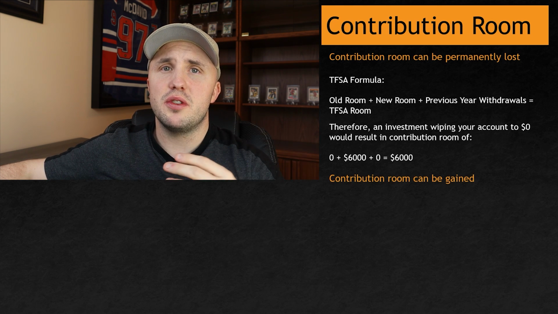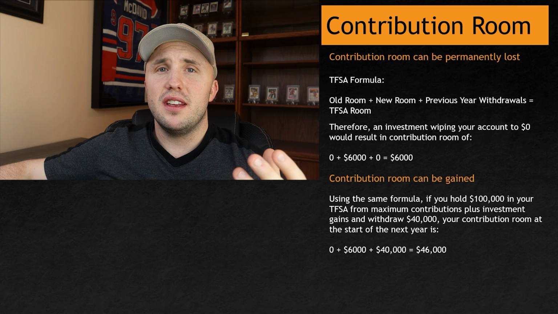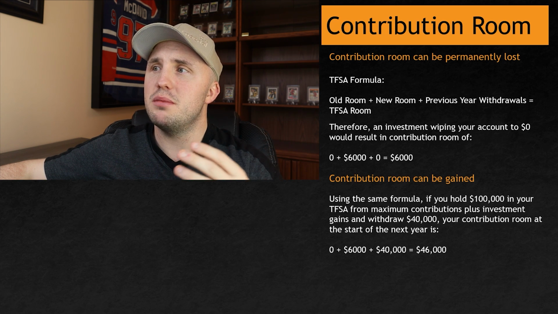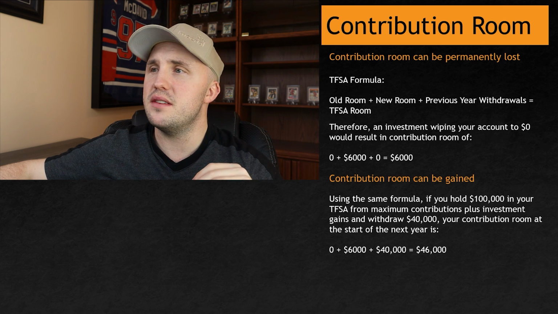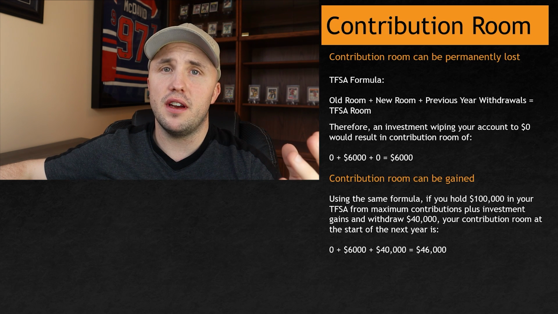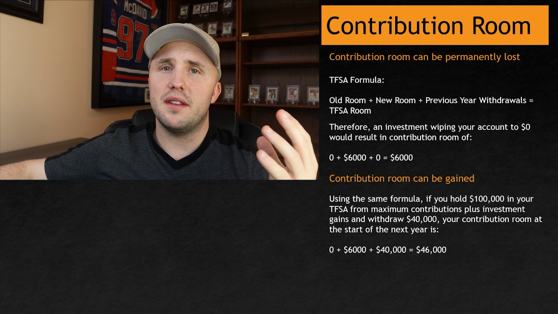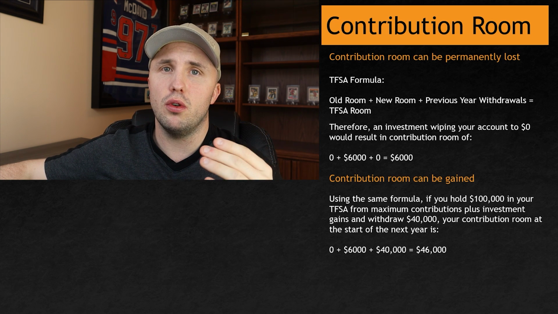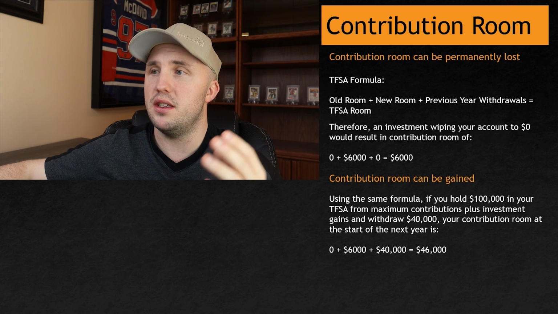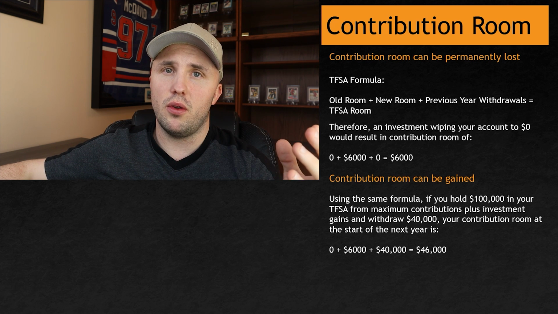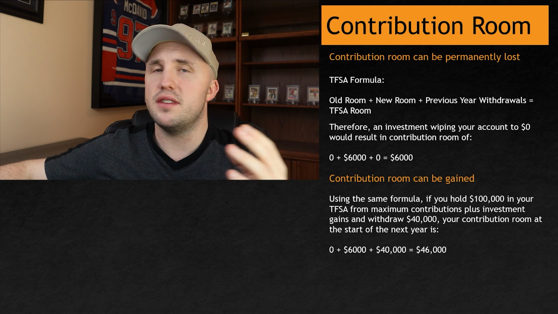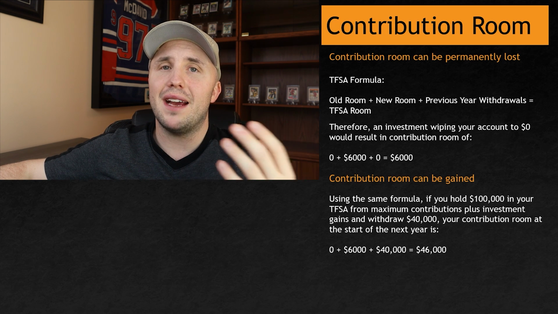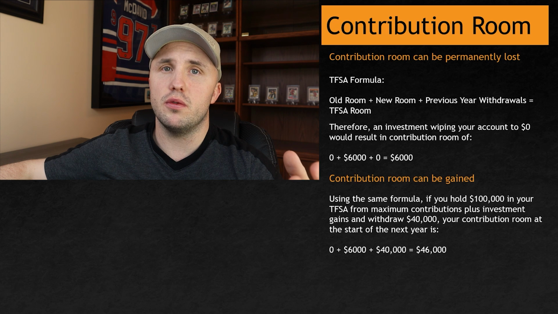On the other hand, contribution room can be permanently gained. Using the exact same formula, if you hold $100,000 in your TFSA from maximum contributions plus investment gains, and you decide to withdraw $40,000, your contribution room at the start of the next year would be: your old room is obviously zero, your new contribution room in 2020 is $6,000 plus your withdrawals from the previous year, to equal $46,000. So you have $46,000 in room even though you've maxed out your contributions over the course of your TFSA.